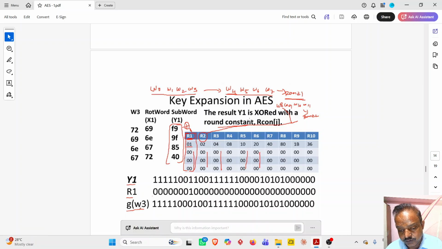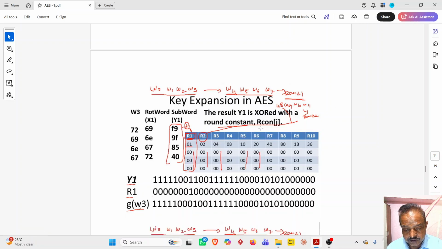And we have 10 rounds because it is a 128 bit key. So round 1, there must be some constant. Round 2, there must be some constant. For each round, a constant will be there. This constant is given for round 1: the first is 01, remaining 00. For round 2, the first is 02, remaining 00. For round 3, it is also given there.